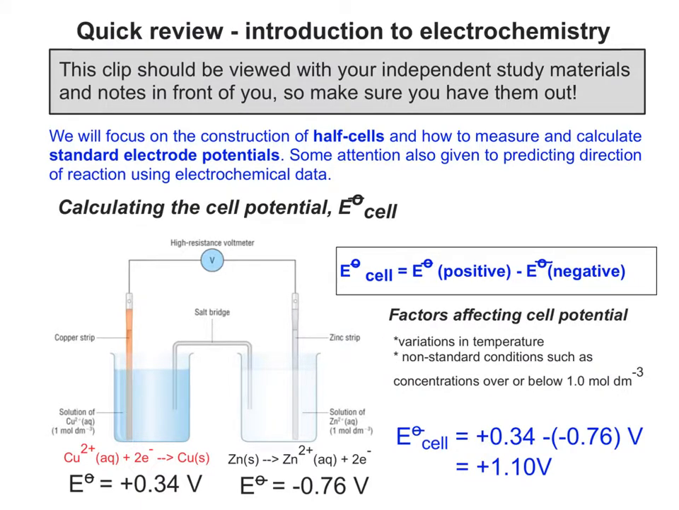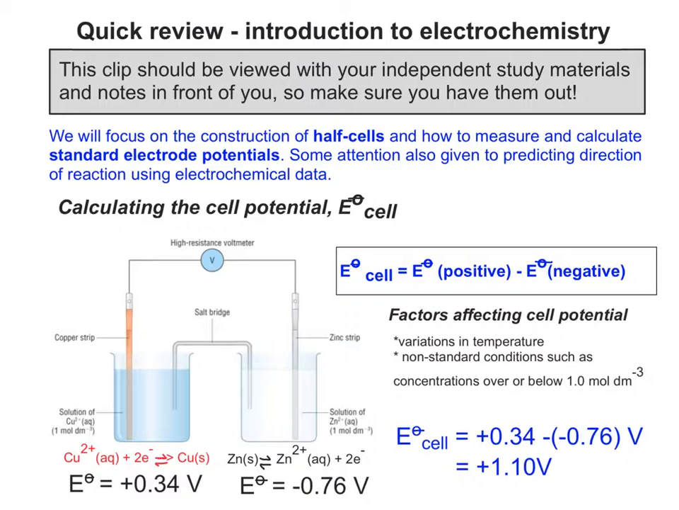Because both half cells are essentially equilibria, which you can see that I've now changed them into, they're sensitive to variations in temperature and they're sensitive to changes in concentration. So cell potential can actually be affected by non-standard conditions. That's why we have to put a little standard sign next to the capital E.